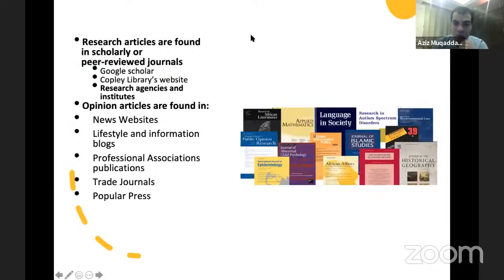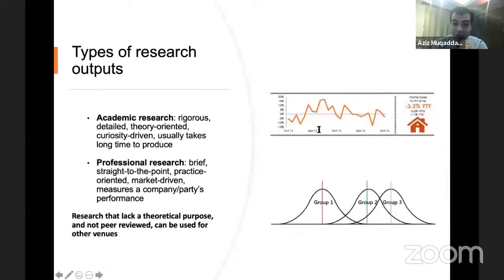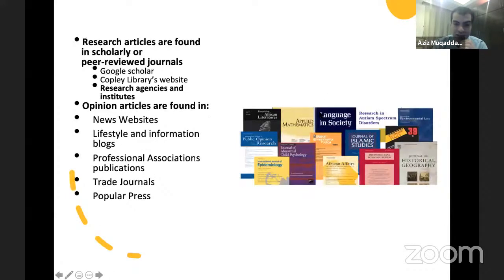And I would guess most of you have not even seen an academic article before, at least outside of the classroom. Research articles are found in scholarly, what we call peer-reviewed journals. And I'm going to explain what peer review means in a few slides. You can find them in a database like Google Scholar. It's the most famous one. There are different databases, but Google Scholar is the most prominent one nowadays.